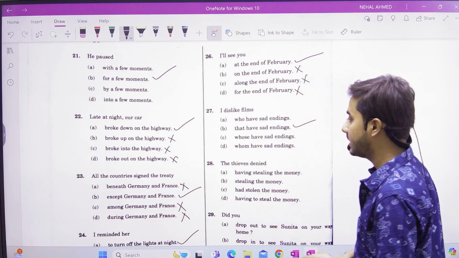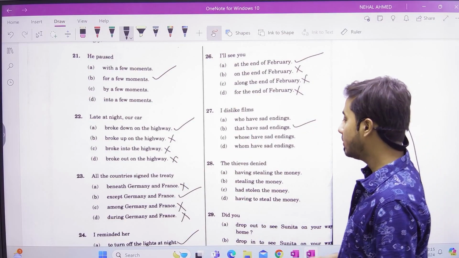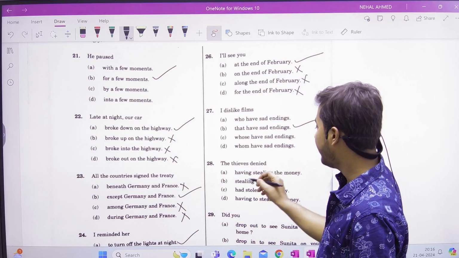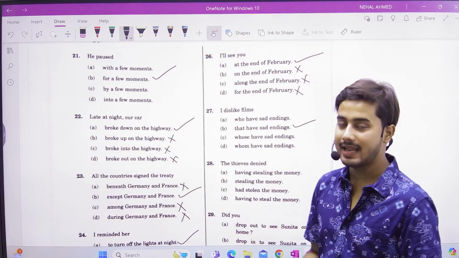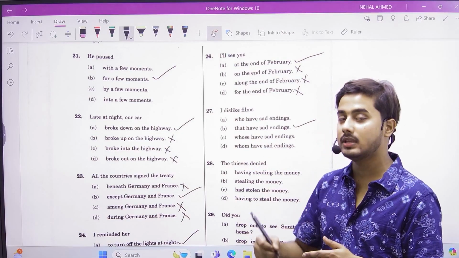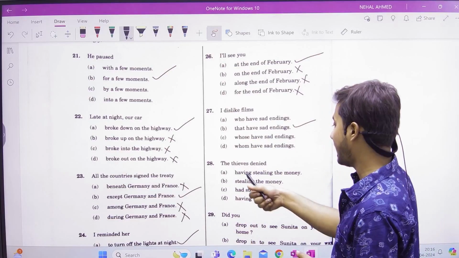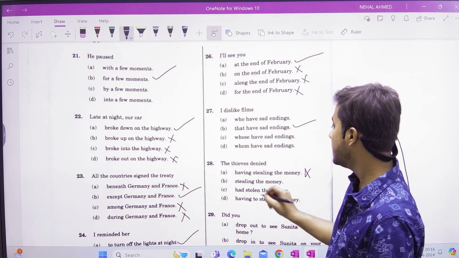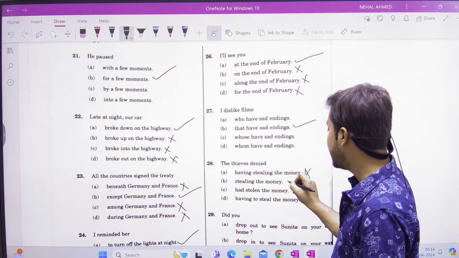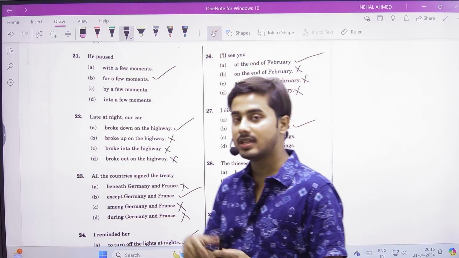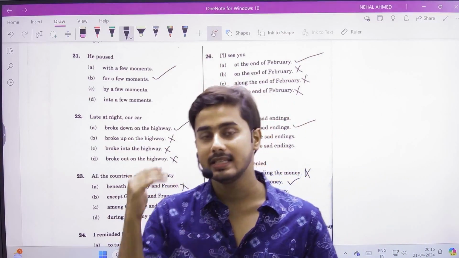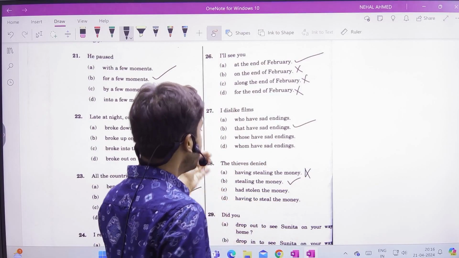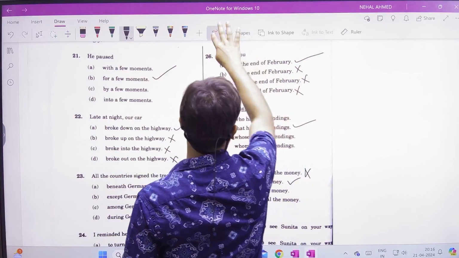Question number 28 states the thieves denied. So you see, denied having stealing. So after having, we can never use stealing. We go with the participle form of the verb. So having stealing is the wrong option. The thieves denied stealing the money, right? So the thieves denied that, no, we didn't. They didn't steal the money. So thus the thieves denied stealing the money will be the right option.